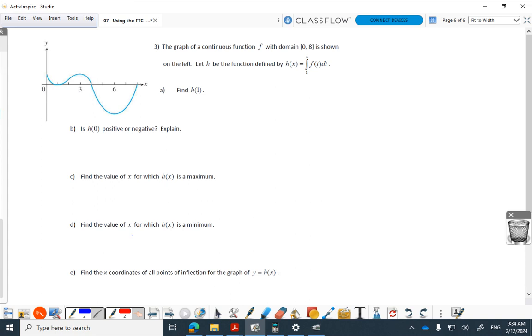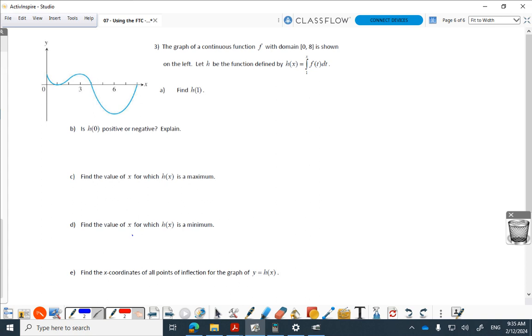This is really hard. A, B, C, D, E, and they get progressively harder as they go. Whew. All right. Let's be careful now. Let's read this carefully and understand what's going on, because understanding what integrals mean is way harder than understanding what derivatives mean. The graph of a continuous function f with domain 0 to 8. This function only goes from 0 to 8 and then stops. That's an important detail somewhere on the way, I forget where. It's shown on the left.